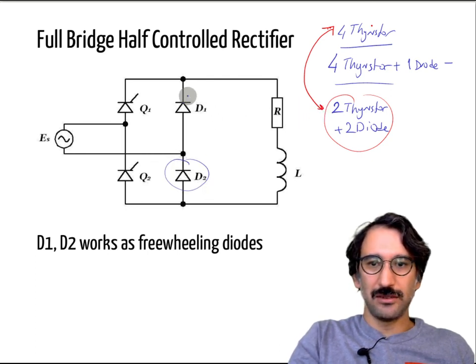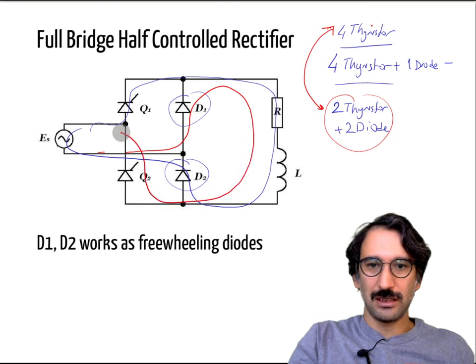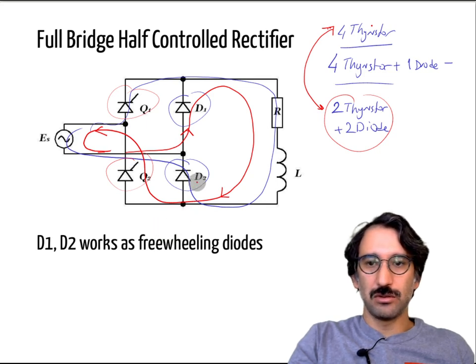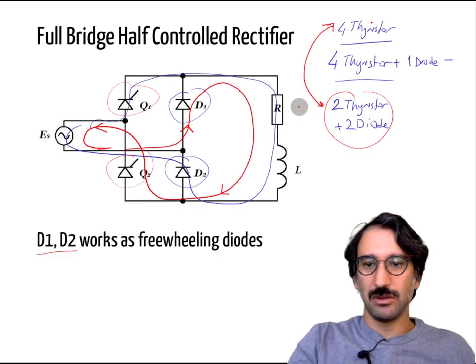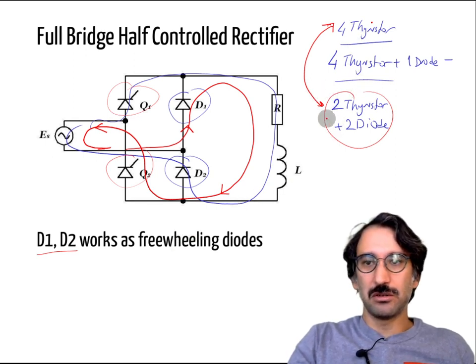So I can have 2 diodes connected like that. Whenever my current flows, it flows through here, and whenever it is in the negative path, it just flows like that, right? And by just controlling Q1 and Q2, you still have all the voltage control, and D1 and D2 work as freewheeling diodes. So as an advantage, the ripple voltage is smaller, and also the cost is slightly reduced.